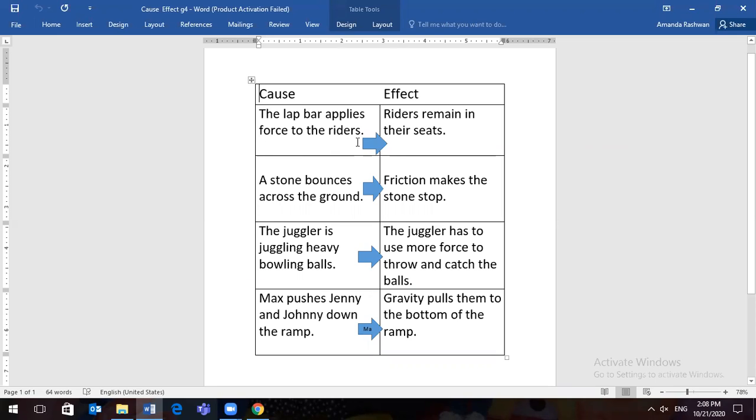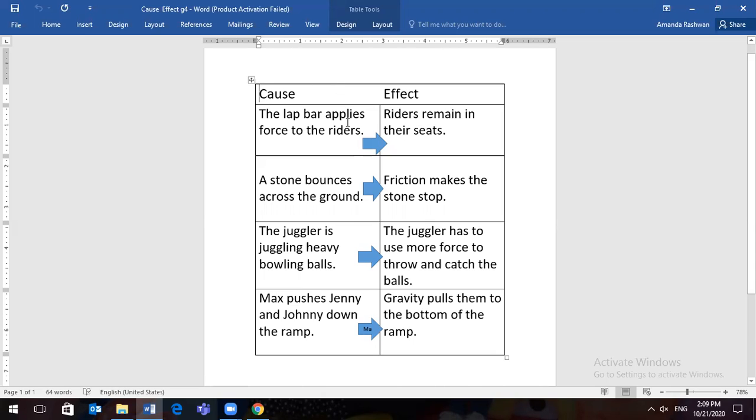The 4 that we discussed are: the lap bar applies force to the riders. When you're riding in a roller coaster, the lap bar that goes across you applies force and pushes against you when you ride. This is the cause. This is why something happens. What happens is the effect. The riders remain in their seats, okay? So that bar pushing against you makes the riders remain in their seat.